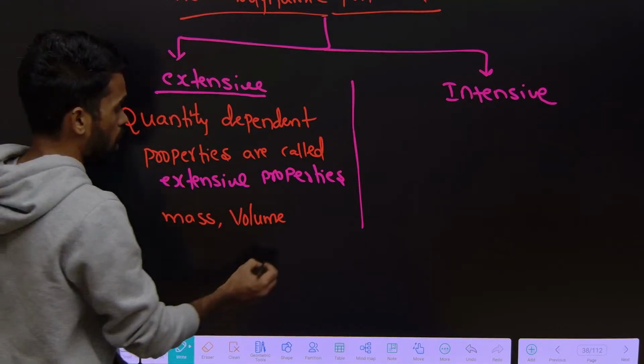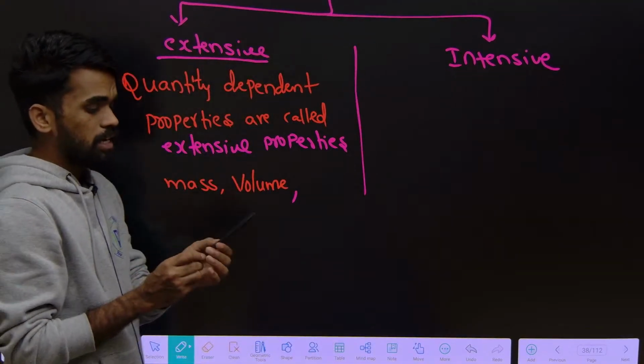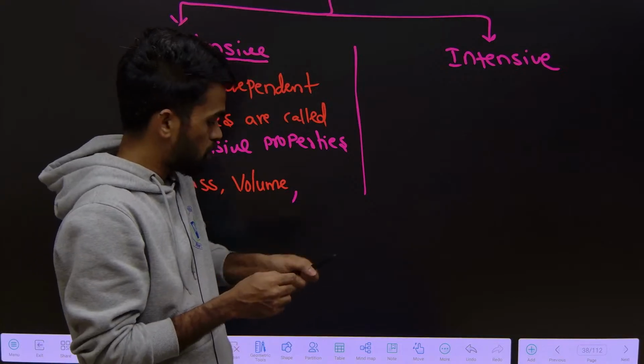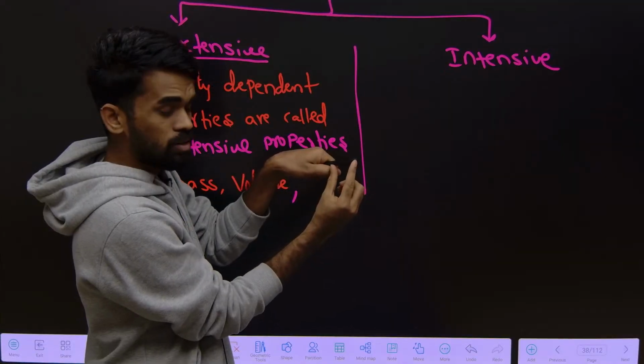So mass, volume. Next, length. If I have a substance which is very small, of this much length only, so it is smaller and the quantity is less now.